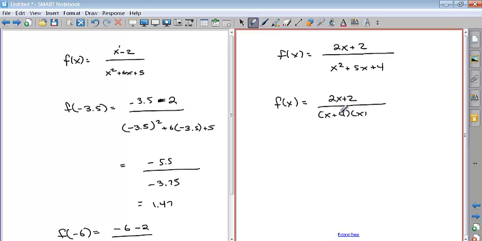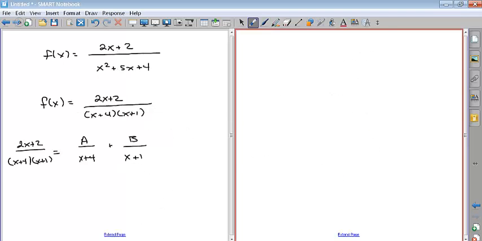So I'm going to have x plus 4 and x plus 1. You see that if you multiply that out, you get that. Once you've factored it, what I want to do is write it as a function of two fractions that involve the separate factors. So I have a over x plus 4, which I have to figure out what a is to make it work, and b over x plus 1. That's the two factors.